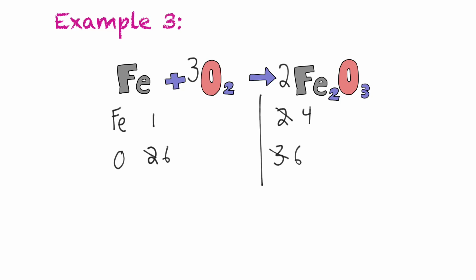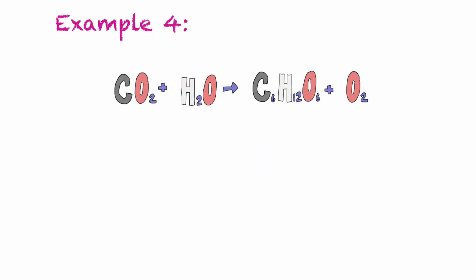So to finalize our balancing, we need to cross this out, put a 4 here, and then we have 4 and 4 for the iron as well. So our balanced reaction will be 4 iron atoms plus 3 oxygen molecules make 2 molecules of iron 3 oxide.